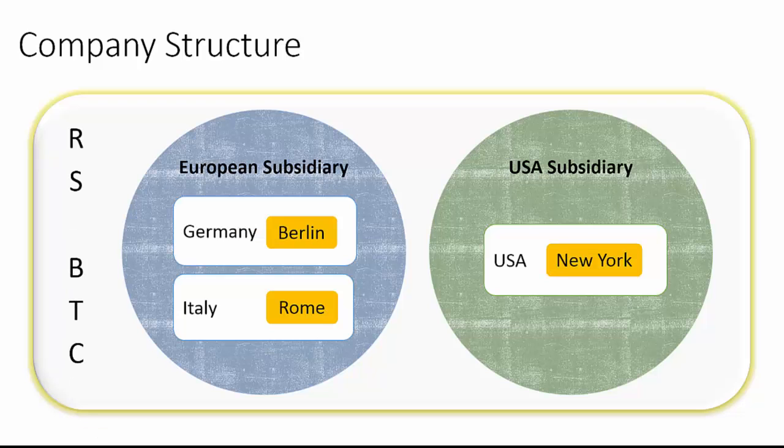Let us first understand the company structure of RS Bicycle Trading Company. It has 2 subsidiaries. One is in Europe and another is in USA. European subsidiary has 2 sites. One in Berlin, Germany, and another in Rome, Italy. USA subsidiary has only 1 site in New York.